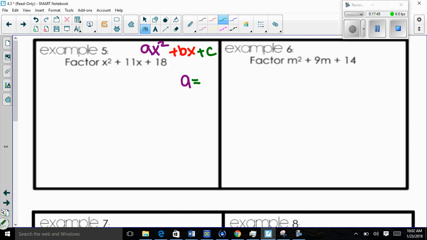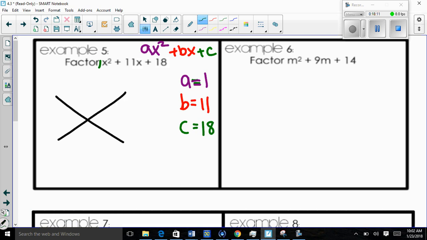What's that invisible number next to x squared? 1. So put A equals 1. What would your B be? You put 11. And your C? Then we draw this little cross like this.